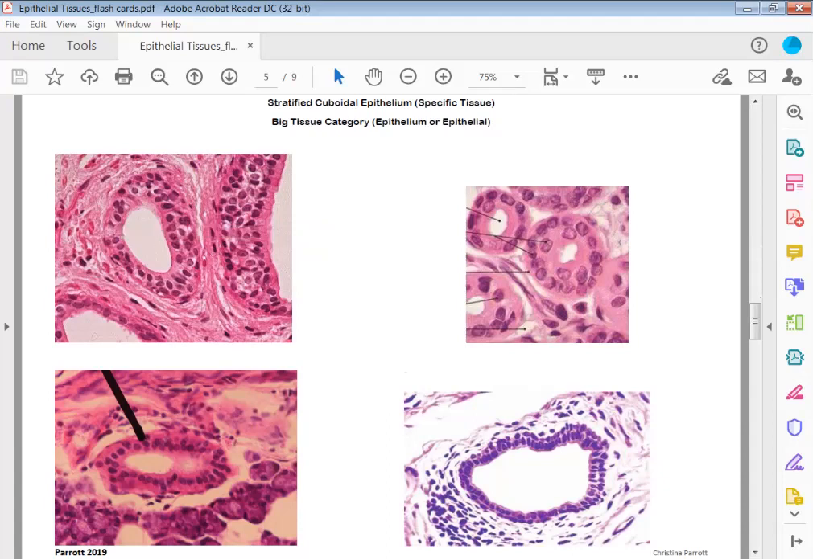And remember, you're looking for the ovals or the circles. Here you'll see another oval, and here another oval. So if you see these ovals or circles, you know it's cuboidal. Last name is epithelium for the big tissue category or the family of tissues you're talking about. So again, stratified cuboidal epithelium is the specific tissue. The big tissue category would be epithelium or epithelial.